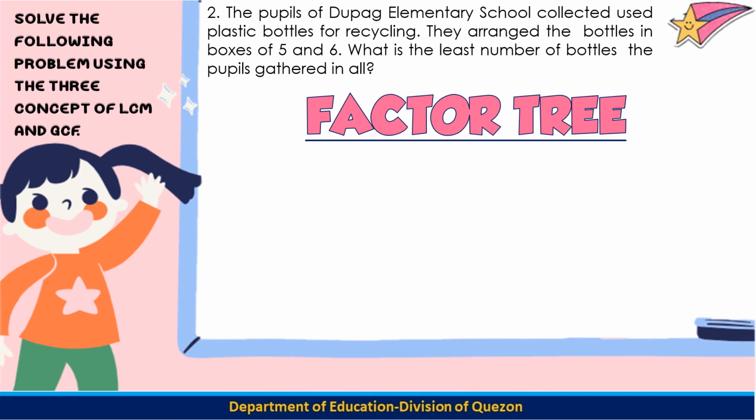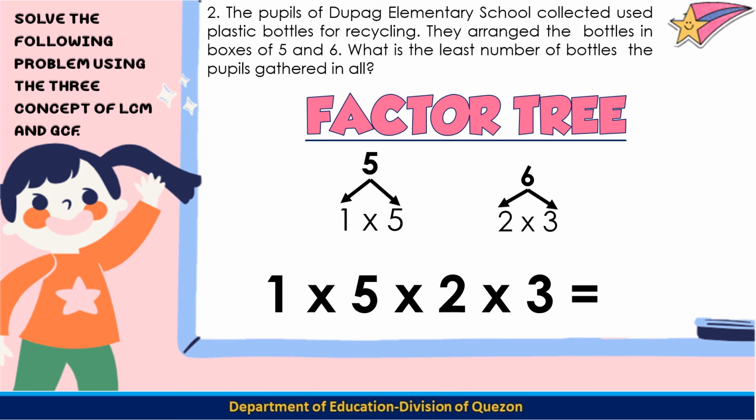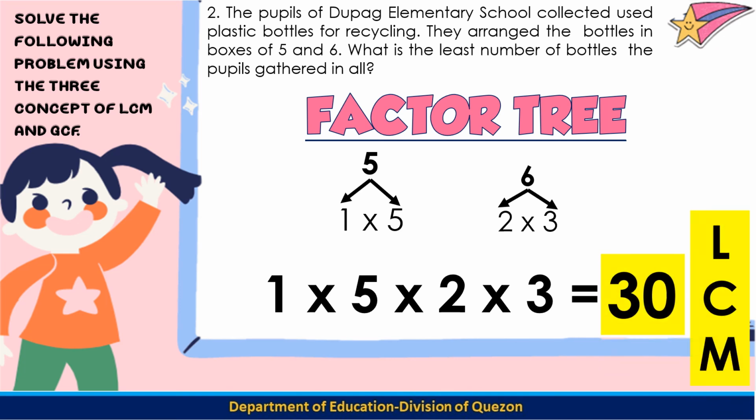We have now the factor tree or the prime factorization in number 2. We have 5 and 6. The factors of 5 is 1 times 5 and the factors of 6 is 2 times 3. Or 1 times 5 times 2 times 3 is equivalent to 30. That is our LCM.